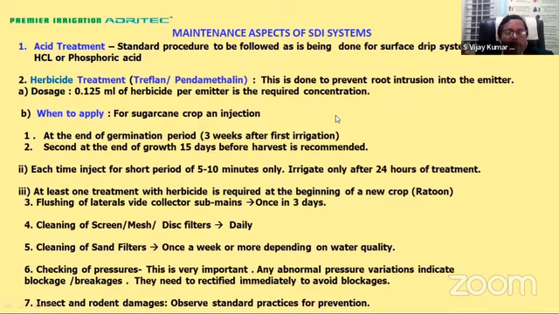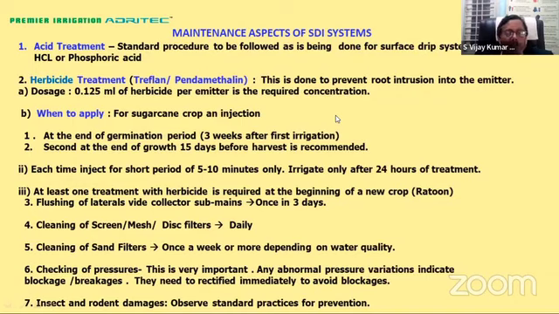ratoon crop. After you do that, flushing of the laterals via the collector submains can be done once in 3 days. Then the regular maintenance procedures like cleaning the mesh filter and cleaning the disc filters have to be carried on, and sand filter cleaning based on the water quality and the organic load that is coming into the filter also has to be taken care of.